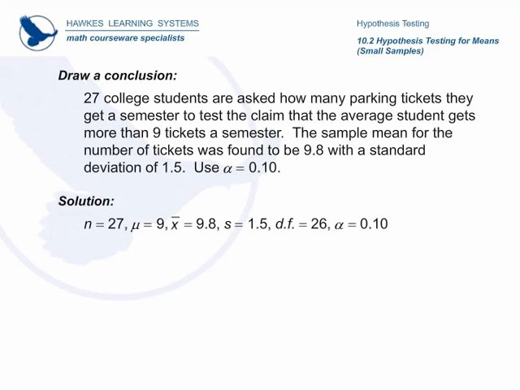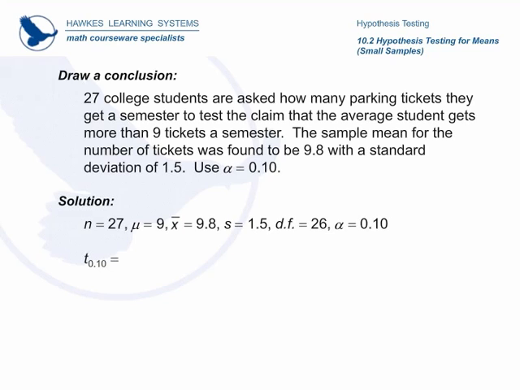For our solution, we know that n equals 27. That's the number of college students. We know that our population average is 9 tickets a semester. We know that our sample average is 9.8 tickets per semester. Our standard deviation is 1.5, and our degrees of freedom equals 26, which is n minus 1, 27 minus 1, so our degrees of freedom is 26. And then our level of significance, or our alpha, equals 0.10 or 10%.